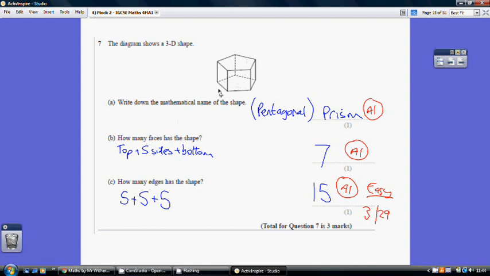How many faces has the shape? Well, it's got 5 sides and a top and a bottom, if you like, so that's 7. And how many edges does it have? Well, it has 5 at the top, 5 at the bottom, and then the 5 coming down, so that's 15 edges.